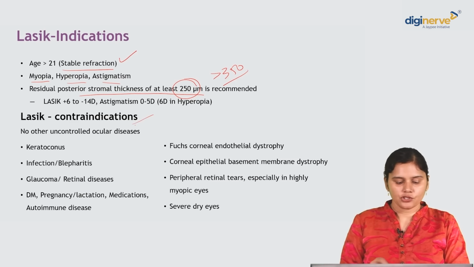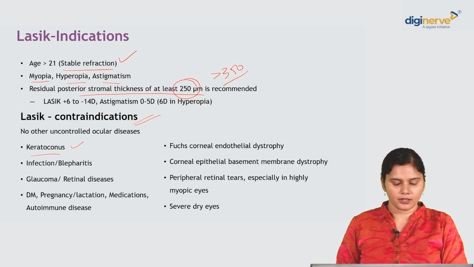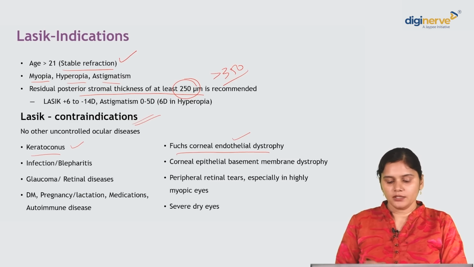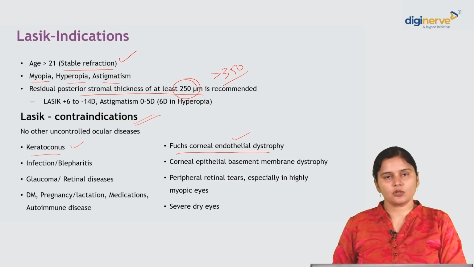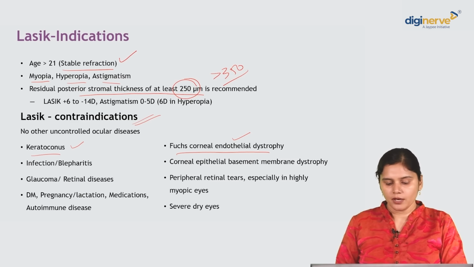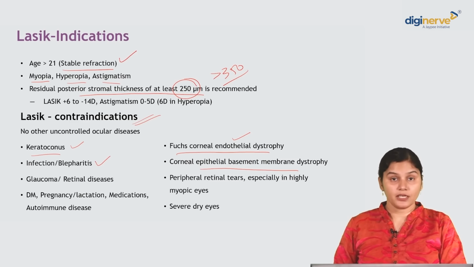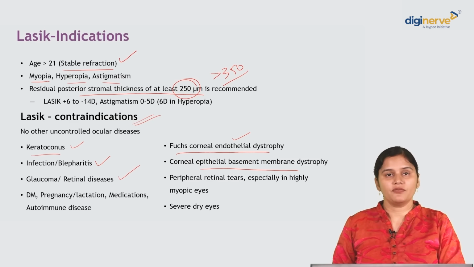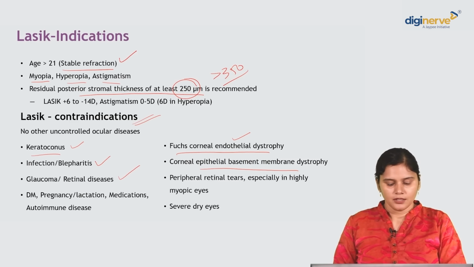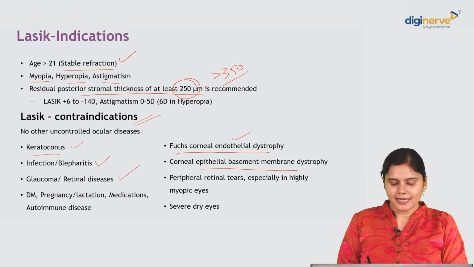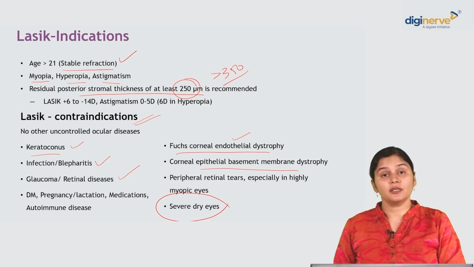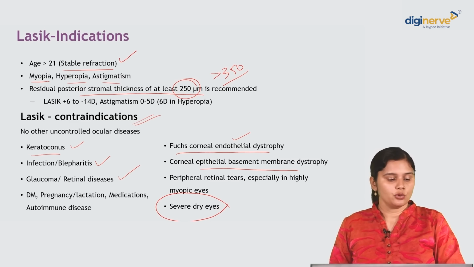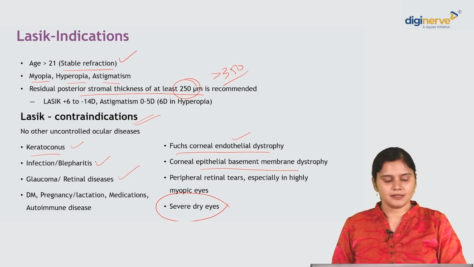The contraindications to LASIK are very important. Keratoconus, where there is already thinning of the cornea. Fuchs corneal endothelial dystrophy, because the endothelium is already damaged, it might get damaged more. Any other basement membrane dystrophy of the cornea, if there is infection in the eye, or there is glaucoma or retinal diseases which may be affected by doing a LASIK surgery, there you should not do LASIK. LASIK can result in dry eye. So if the person already has dry eye, you should recommend that the person not get a LASIK done.